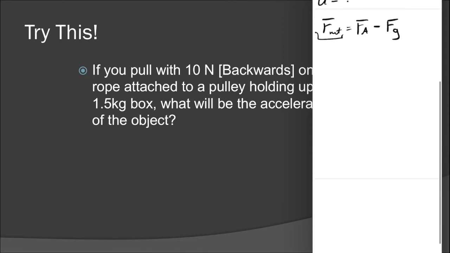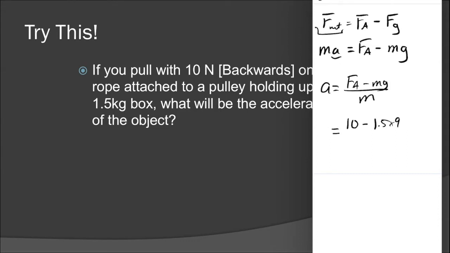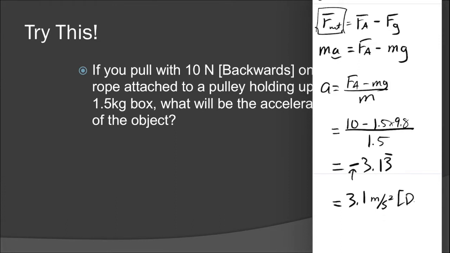So let's solve. Here we know F net is ma, which is equal to our applied force, which we know, minus mg. We wish to find a. a is equal to Fa minus mg over m. And this is equal to 10 minus 1.5 times 9.8 divided by 1.5. And our final answer is negative 3.13 repeating. Here we see this is a negative sign, so our assumption that it was up was wrong. So this is actually going to be 3.1 meters per second squared down.